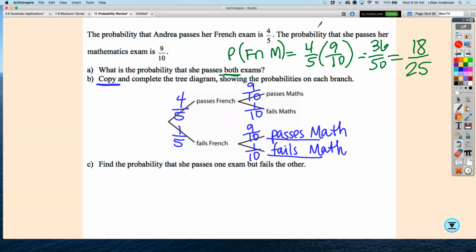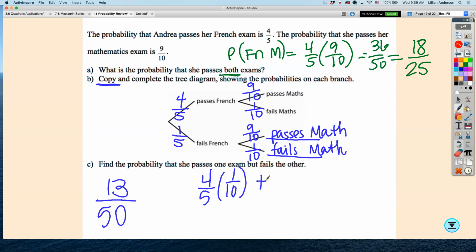You said 13 over 50? Okay, well, how'd you get that? So, let's say she passed French, so 4 out of 5, and then fails math, so times 1 out of 10. And then you add that with, if she fails French, so 1/5, and then passes math, so times 9/10. And that's exactly how you get 13 over 50. Wonderful, wonderful. And that's basic probability.